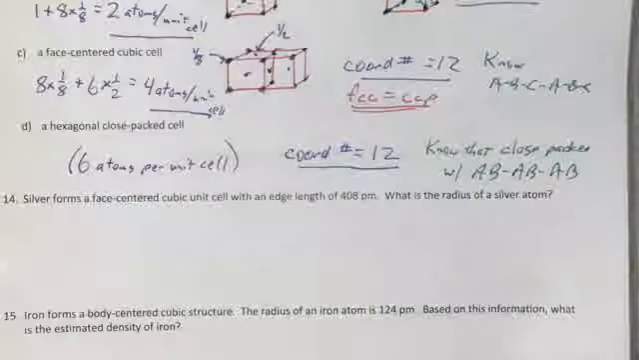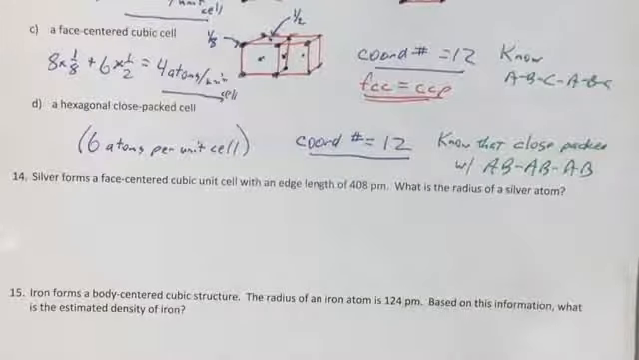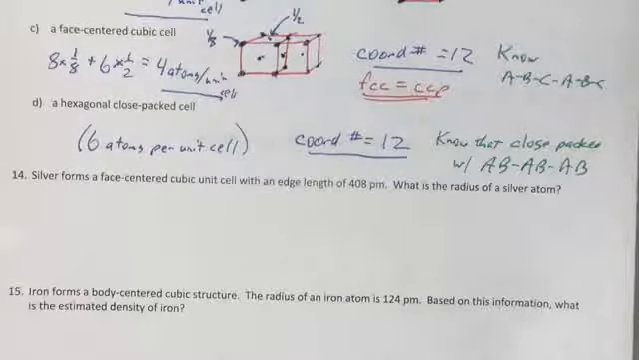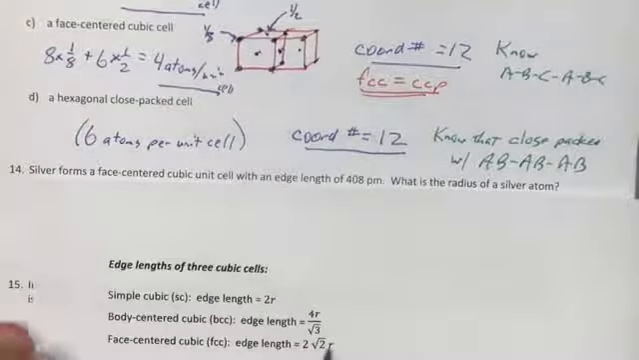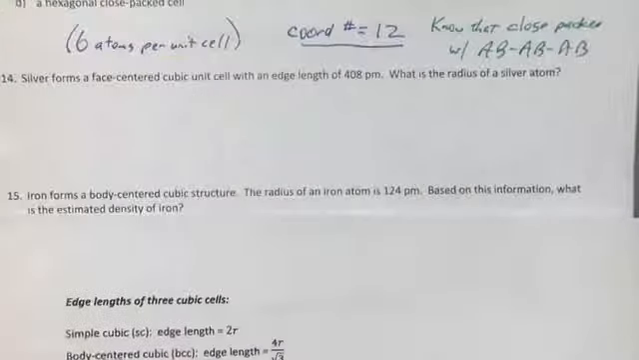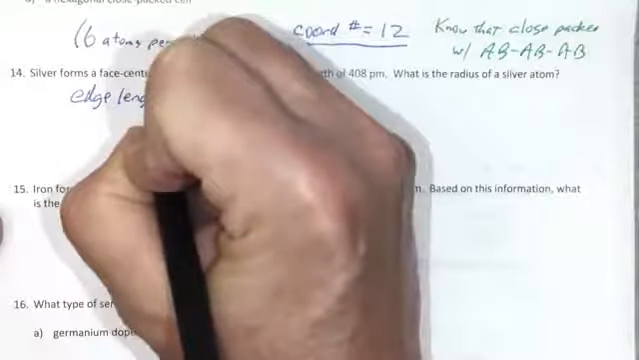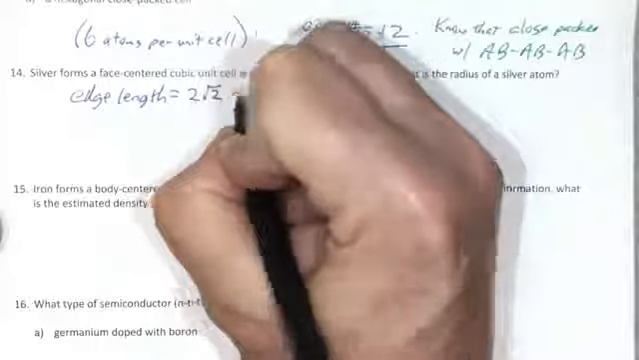solve this. So this says silver forms a face-centered cubic unit cell with an edge length of 409 picometers. What is the radius? Well, this will be given to you on the exam. You'll be given that a face-centered cubic has an edge length equal to 2 root 2 r. And so, since you're given that, we know that the edge length of a cubic cell is equal to 2 root 2 r.